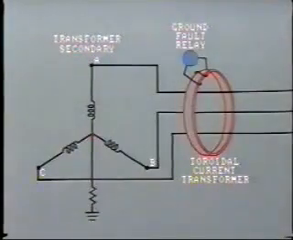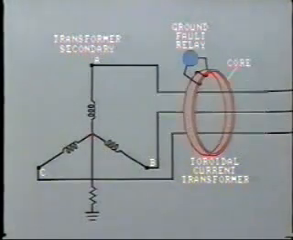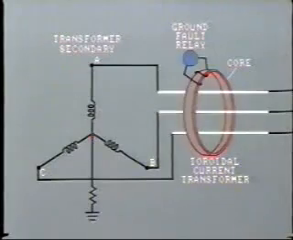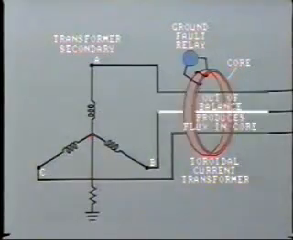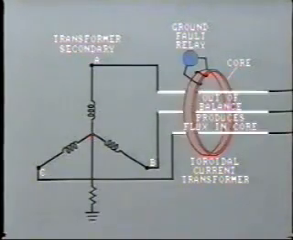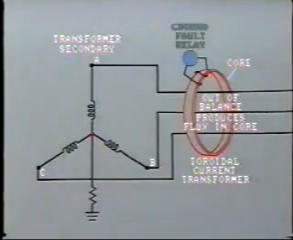Another type of CT is this toroidal type, which is often used at lower voltages. The magnetic core is in the form of a ring. The 3 phase conductors pass through the ring, and any out of balance due to ground fault produces flux in the core. The secondary winding feeds current to a ground fault relay.